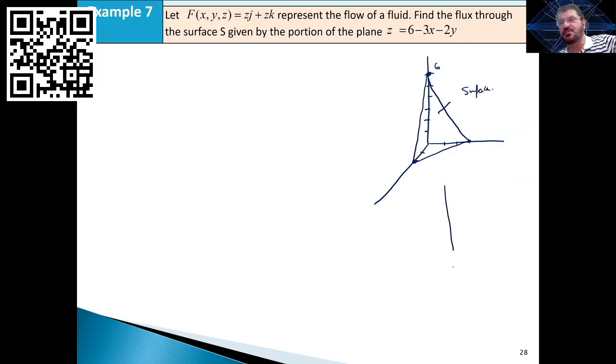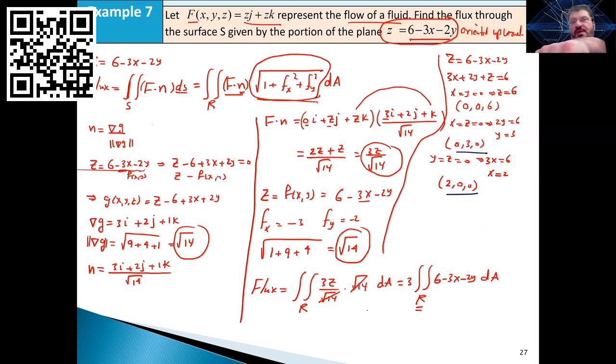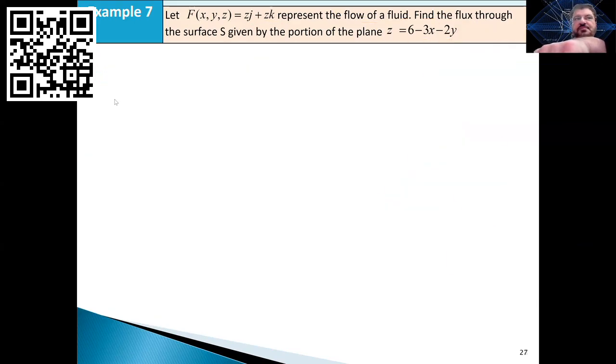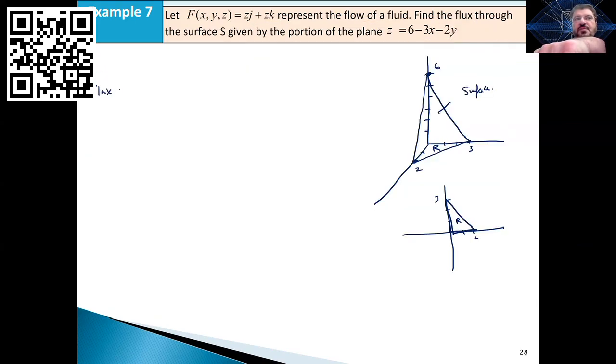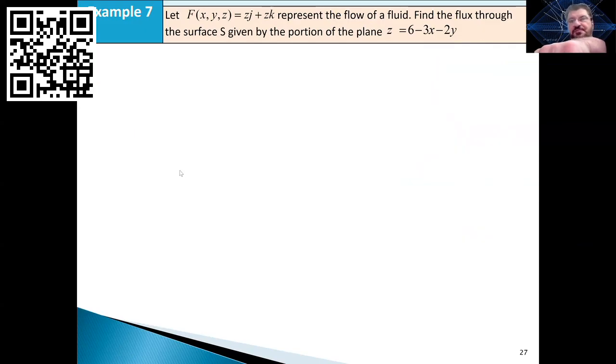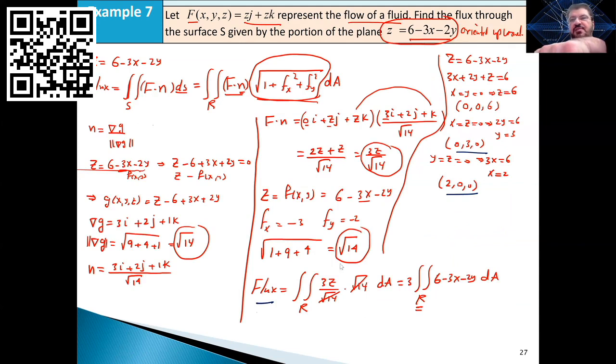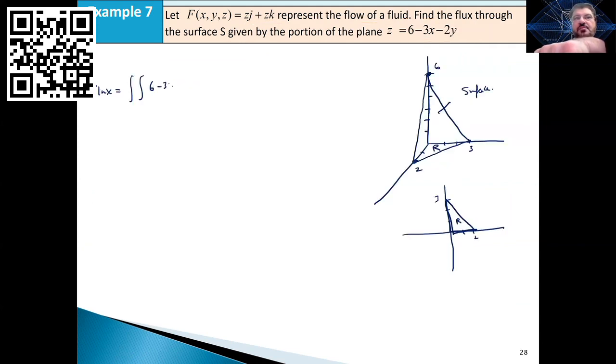What do I need from the surface? I need R. This is R. By the way, on the y-axis this is a 3, and this is 2 on the x-axis. So here is 2, and here is a 3. So what do we have? We have this right triangle. This is our region R. So now I'm going to go back and copy down. So flux is equal to the double integration of 6 minus 3x minus 2y, dA over R.